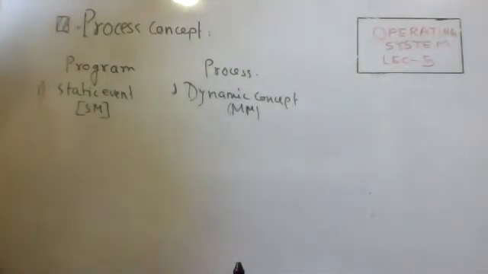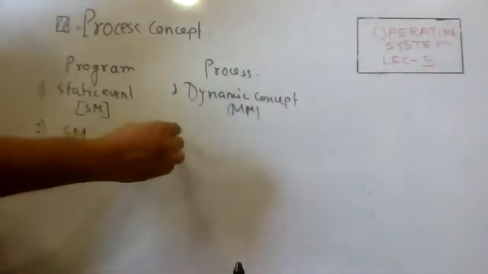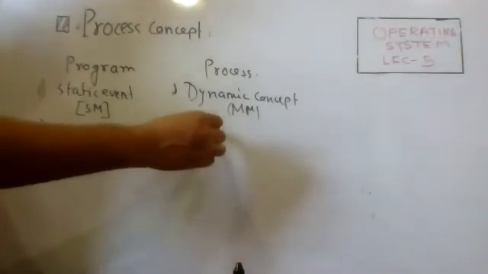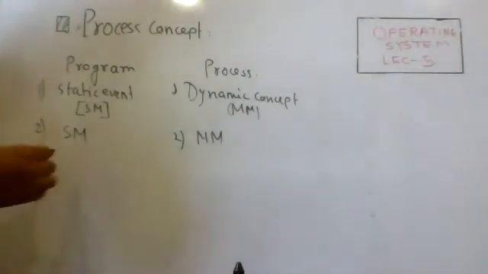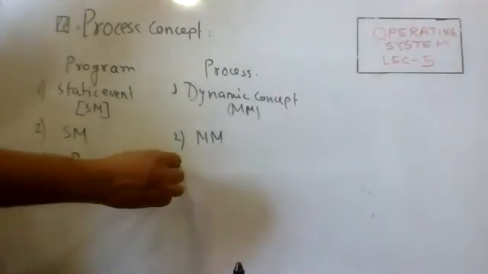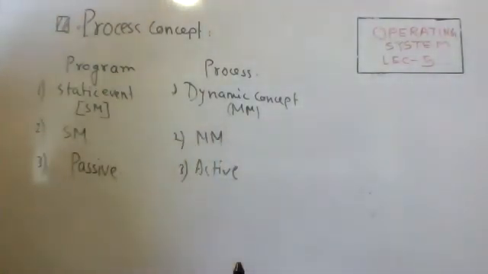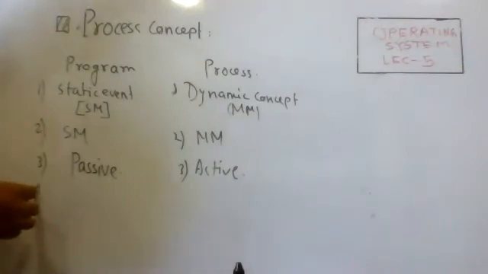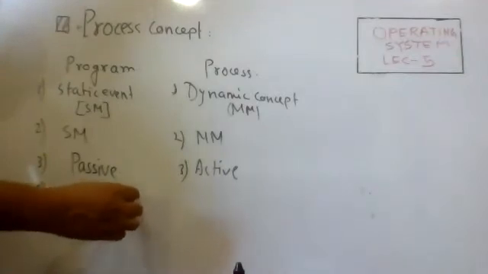What is process state and process transition diagram? We will discuss later. Number 2, obviously it resides in secondary memory and it is related to main memory. Number 3, actually program is a passive entity, passive, not active, but process is an active concept. And here we have only text part.